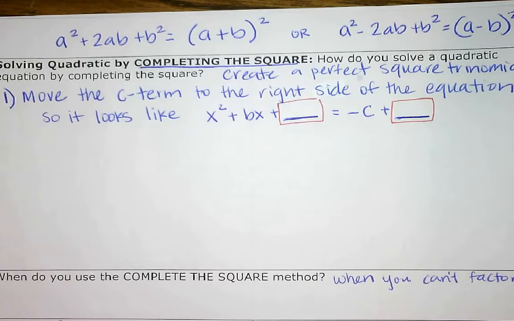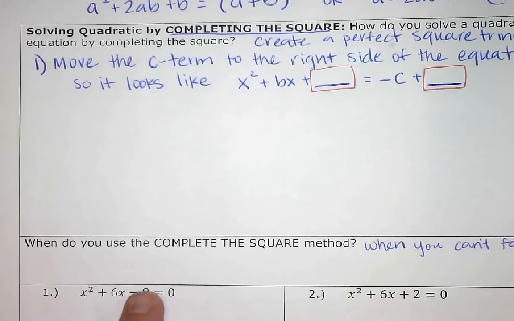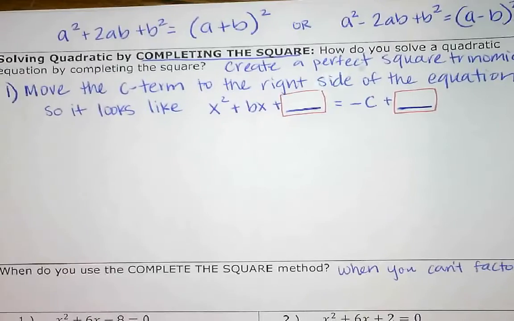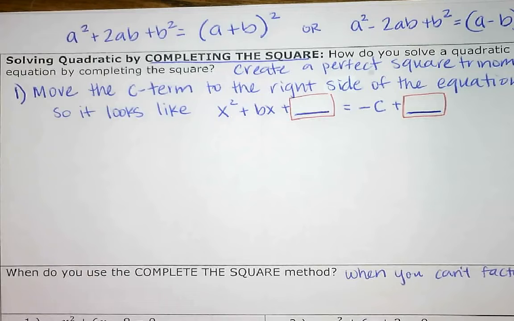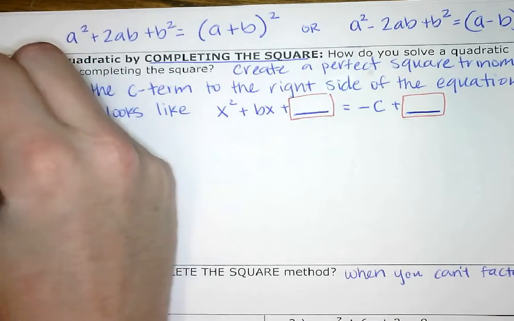So for number 1 down here, our negative 8 is a problem. So we're going to remove this negative 8, move it to the other side, and kind of leave a holding pattern. All right? And so what we're going to do is find our magic number that creates a perfect square trinomial. All right? So we have this guy here.